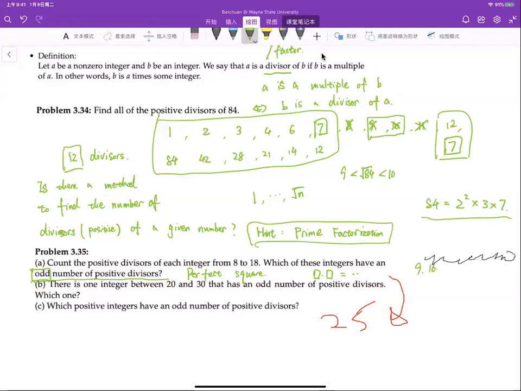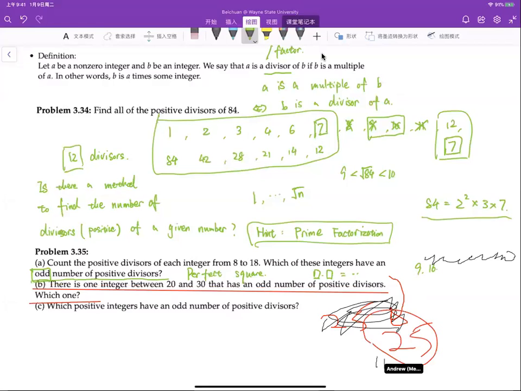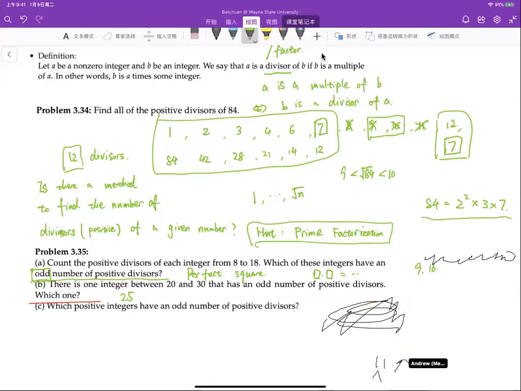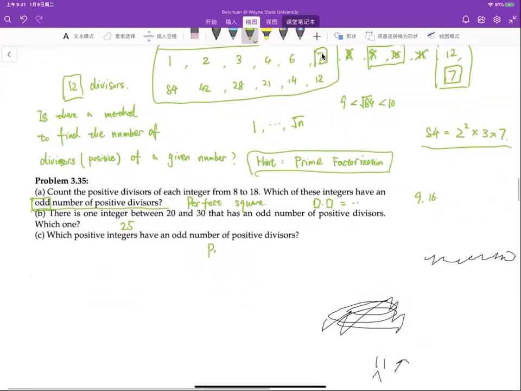All right, B. There is one integer between 20 and 30 that has an odd number of positive divisors. Which one is it? It's a perfect square and it's between 20 and 30. So what is it? 25, right? Good. So which positive integers have an odd number of positive divisors? Basically, they are perfect squares.